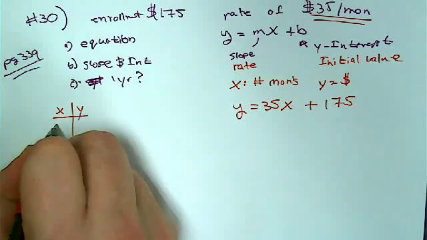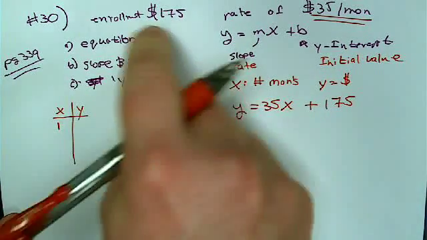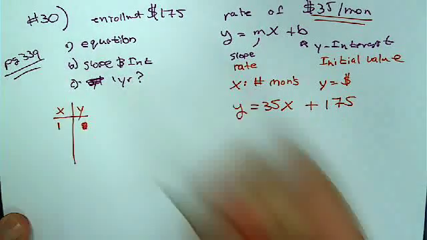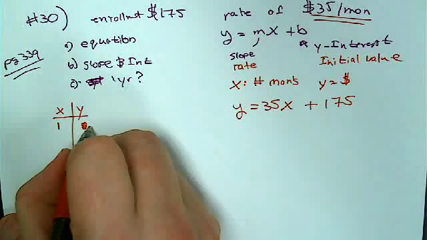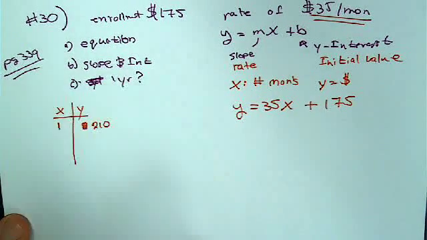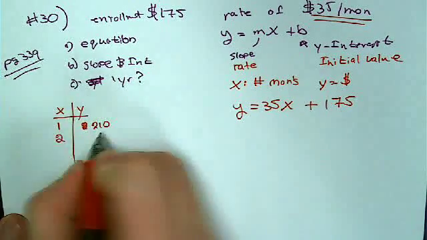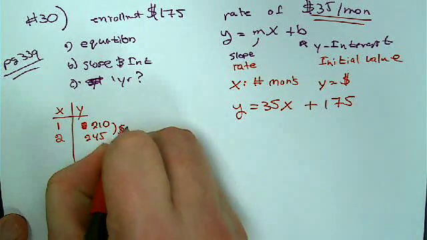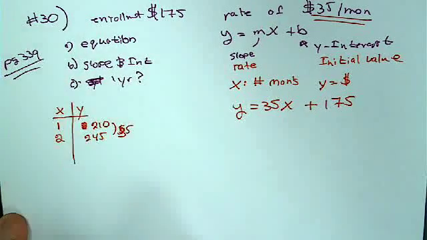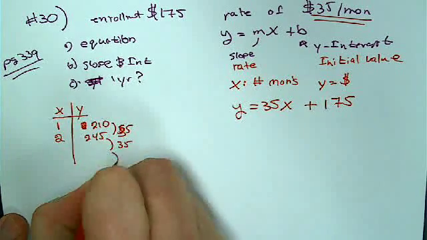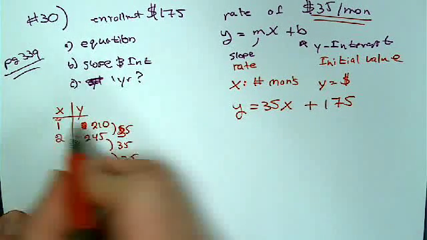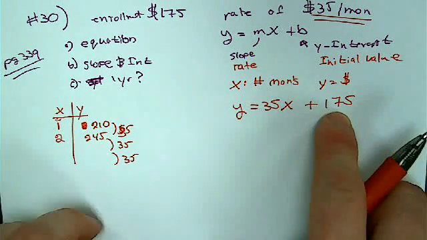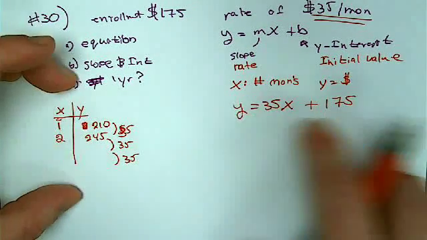If I'm only a member for 1 month, it's going to be 175 plus 1 times 35, which is $210. If I'm a member for 2 months, it'll be 35 more than that, or $245. I can start to see the rate is $35 every month. And if I go back to how much it costs for 0 months, that's where the 175 comes in, my initial value. So sometimes the table of values helps me figure out what goes where.